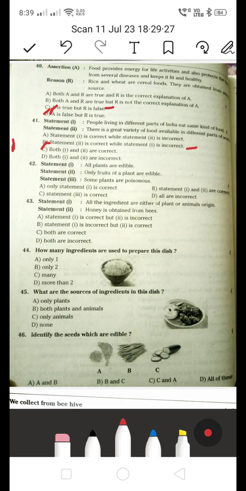Next, statements 1, 2, 3. Statement 1: all plants are edible. Statement 2: only fruits of plants are edible. Statement 3: some plants are poisonous. A, only statement 1 is correct. B, statements 1 and 2 are correct. C, statement 3 is correct. D, all are incorrect. Which is the right answer? Its answer is C.